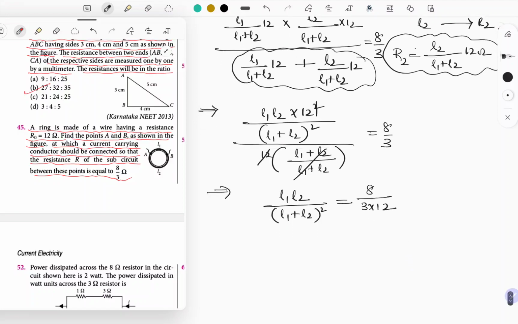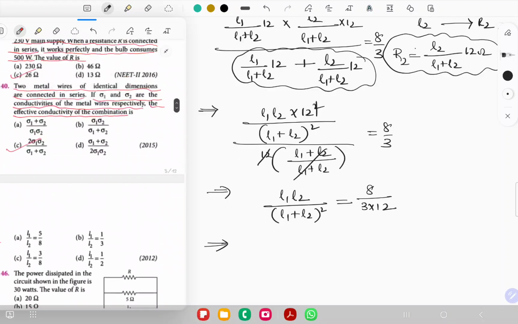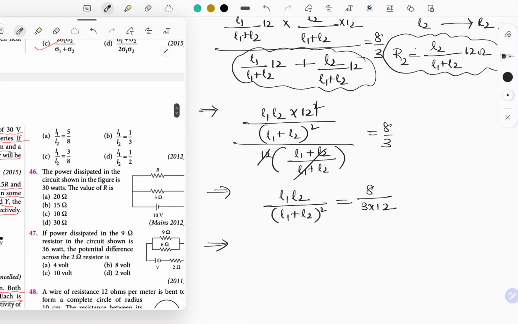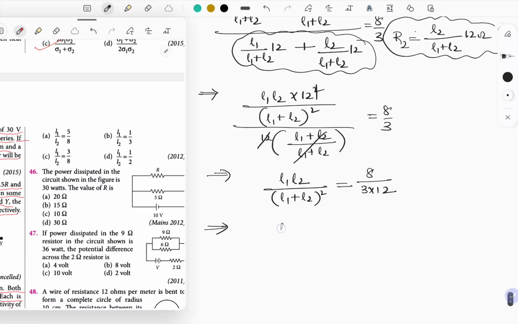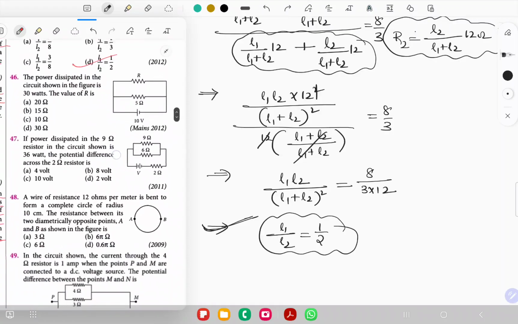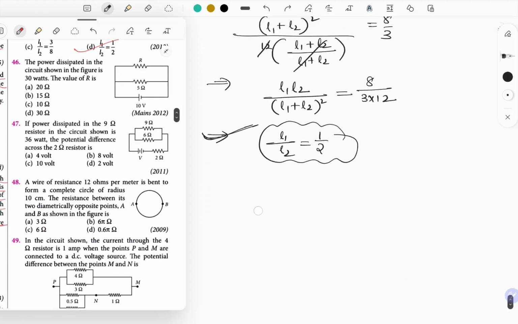Okay, so we just have to cross multiply, whatever the possibilities we have, just replace it. Then we are going to get the ratio approximately for question number 45. The ratio L1 by L2 I am going to get is approximately 1 by 2. What we have to do is just expand this and cross multiply. So the ratio L1 by L2 is approximately 1 by 2. So which option? Option D is the correct answer. Okay, let's solve numericals based on these circuits.